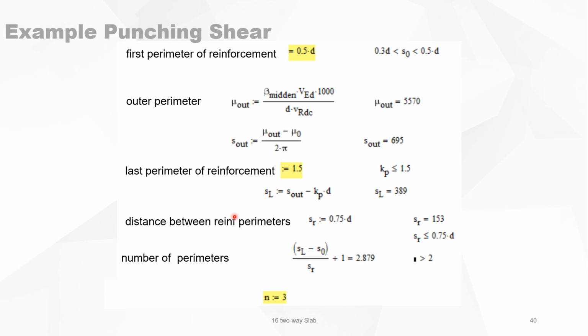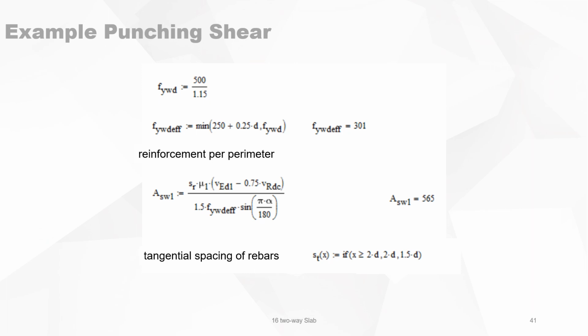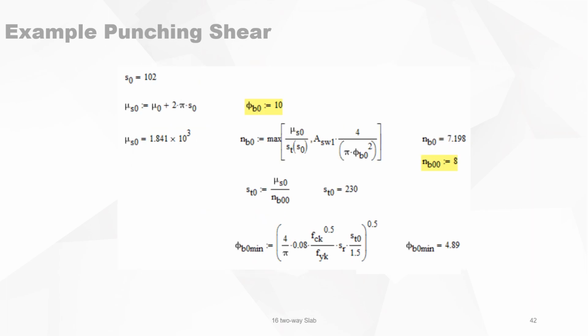You choose this value. And then the distance between the reinforcement perimeters, and from that you can see that we need at least 3 perimeters of reinforcement. If not, then the distance Sr becomes too big between the 2 perimeters. We calculate the needed reinforcement per perimeter, which is 565, and then again for each perimeter we look for a suitable combination of diameter and number of bars.